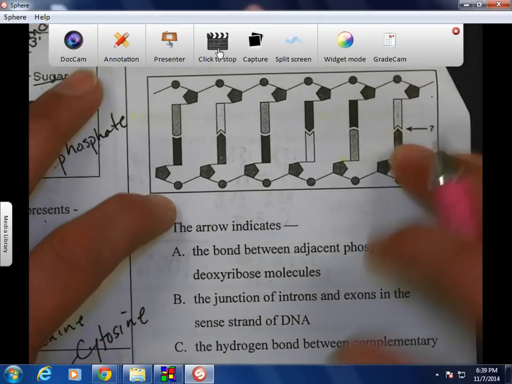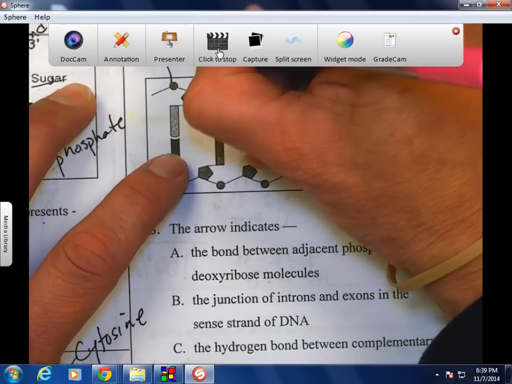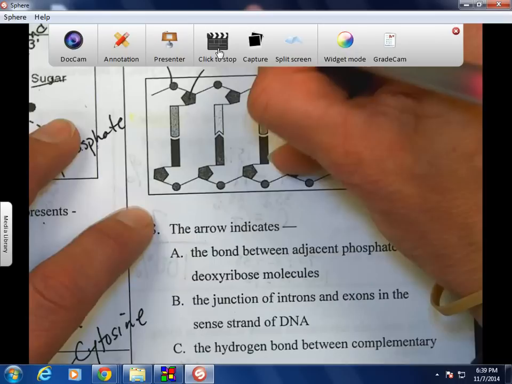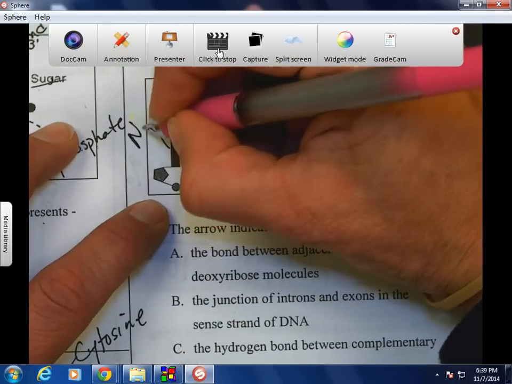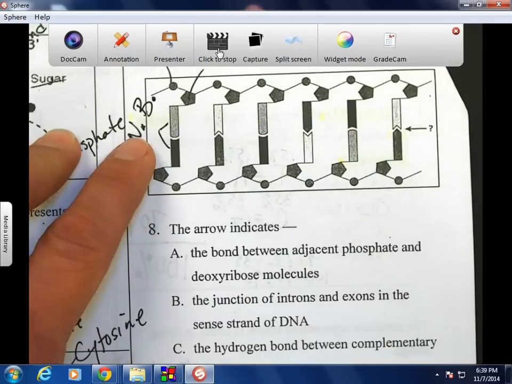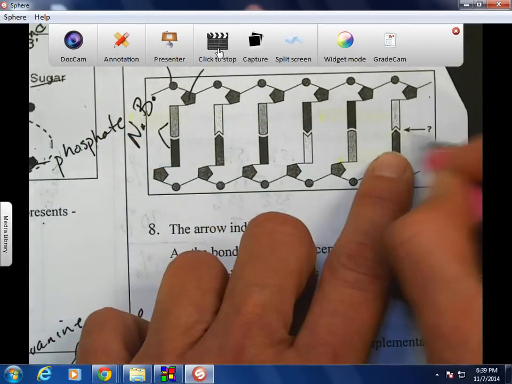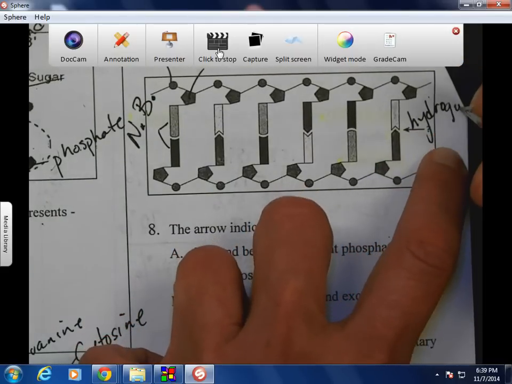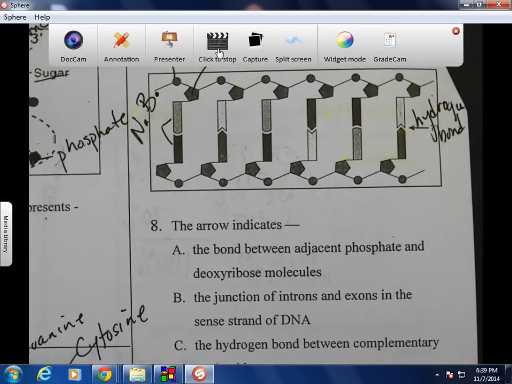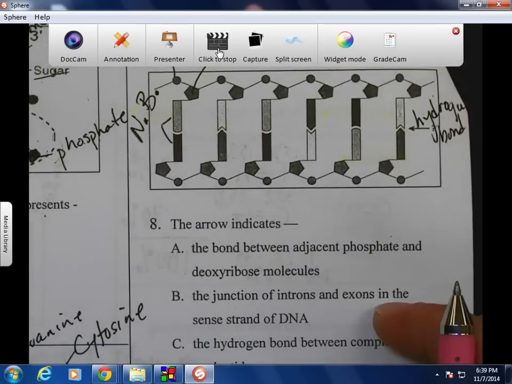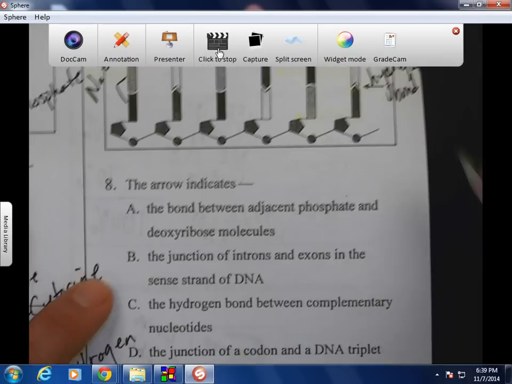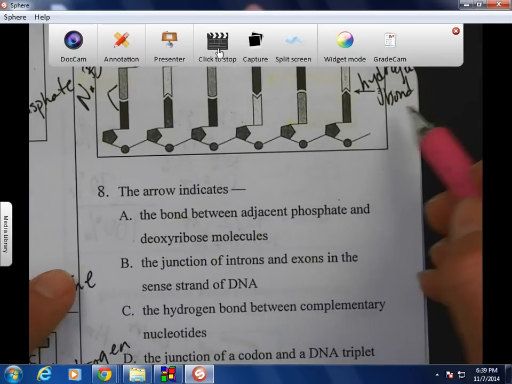Right, here we go again. Here's my phosphate. This is the sugar. These are my nitrogen bases. I'm going to label that NB. And this arrow, that's pointing to the hydrogen bond. Okay. And again, this is DNA. It's already labeled. Okay. So now I'm going to come down to the question. The arrow indicates, oh, I already labeled that. That's the hydrogen bond. So now I have to look for this.